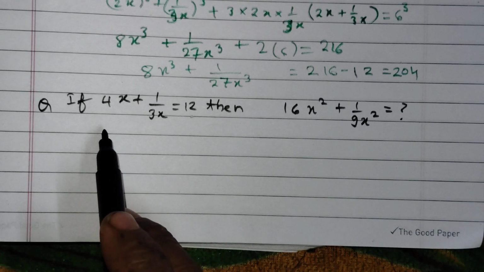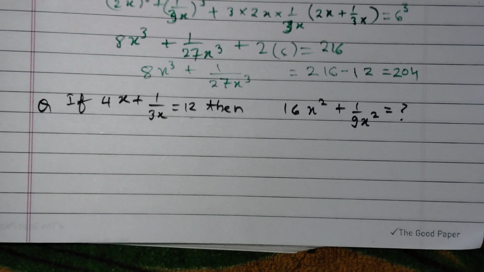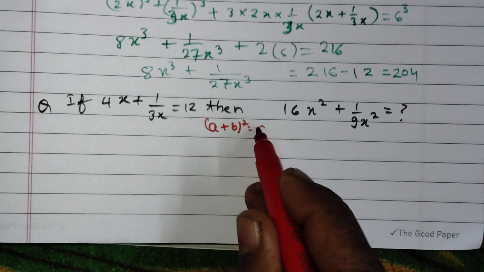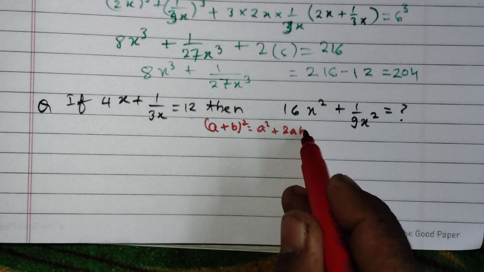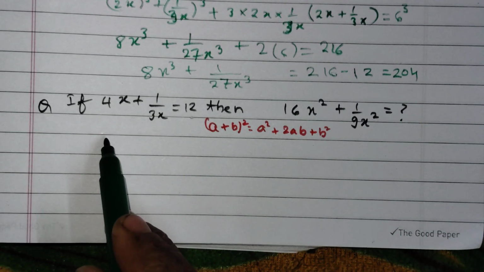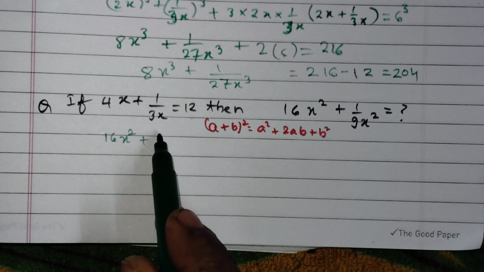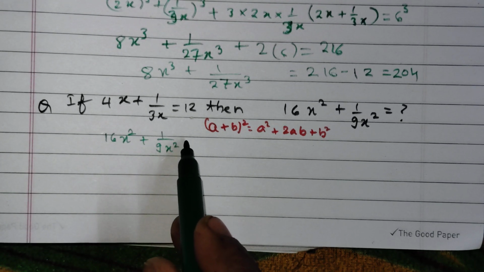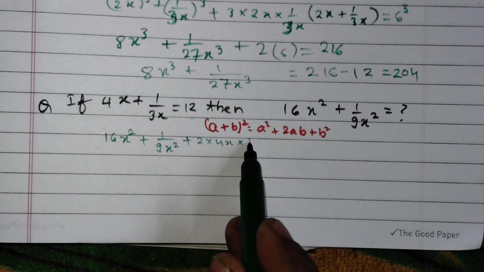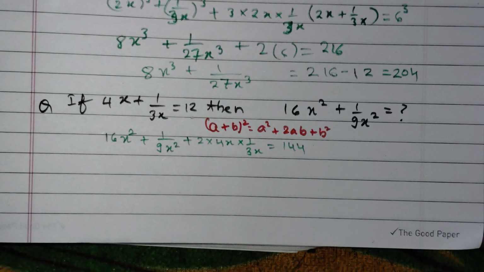So squaring both sides, it gives us the a plus b whole square identity. A plus b whole square identity is a square plus 2ab plus b square. So according to this, 4x square, that is 16x square, plus 1 upon 3x square, that means 1 upon 9x square, plus 2ab, 2 into 4x into 1 upon 3x equal to 12 square, that means 144.